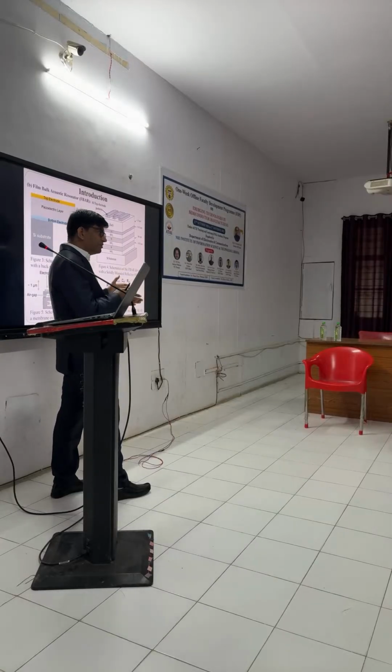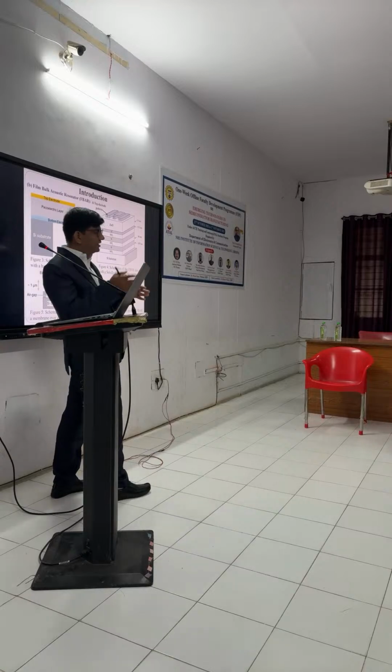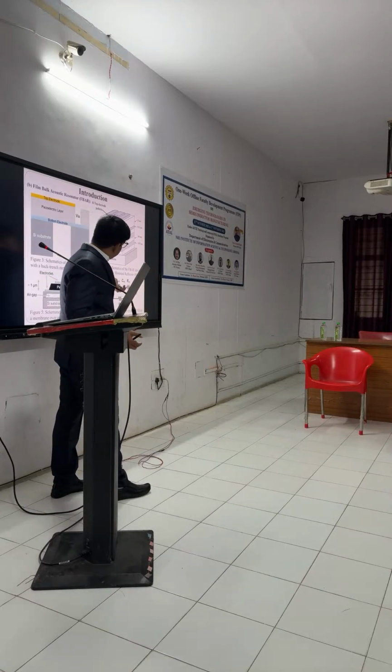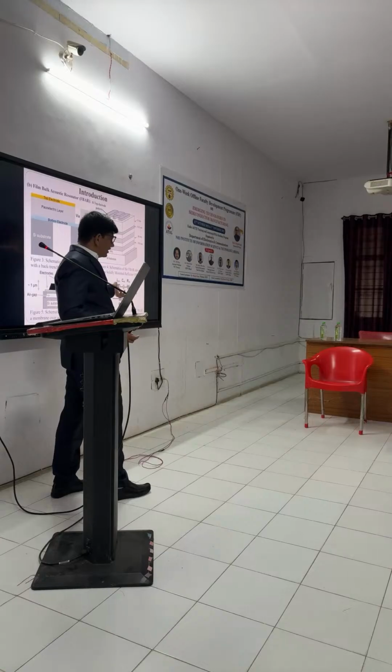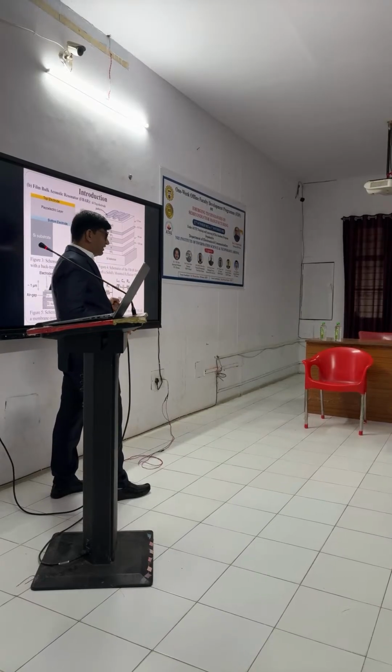We have two types of resonant mode. One is the series resonant and another one is the parallel resonant. So here also we have a series and parallel resonant mode generated with the help of this equivalent circuit.